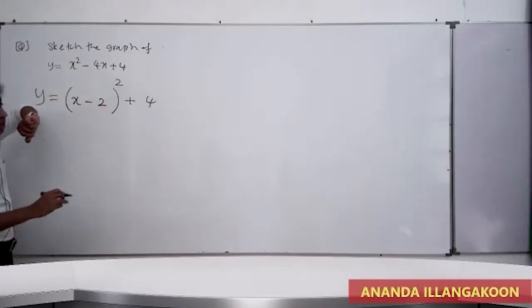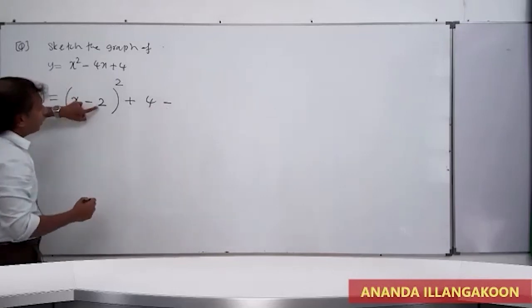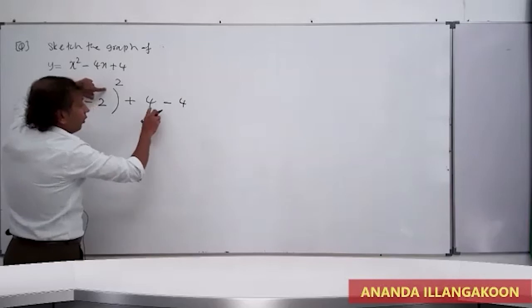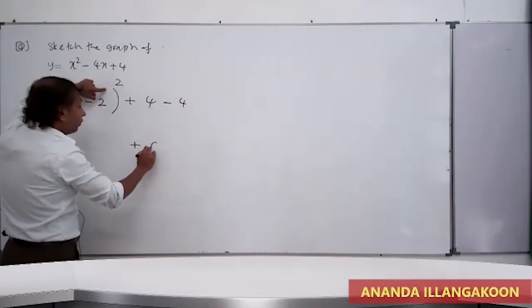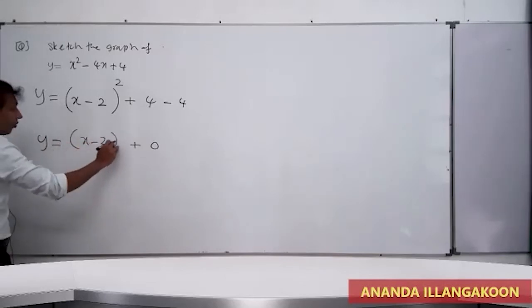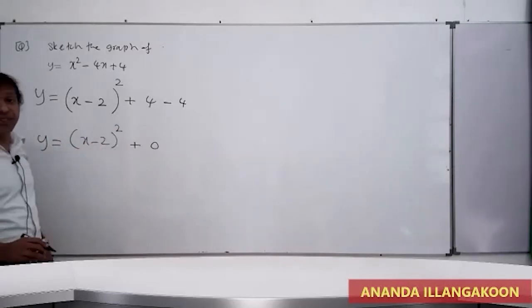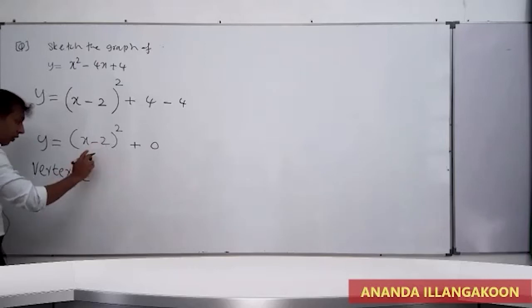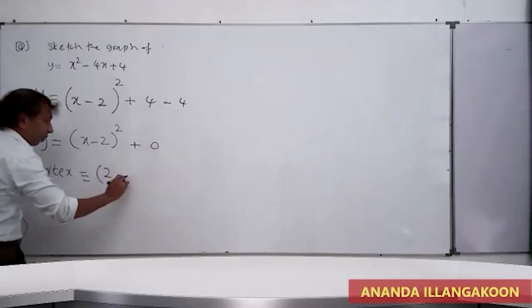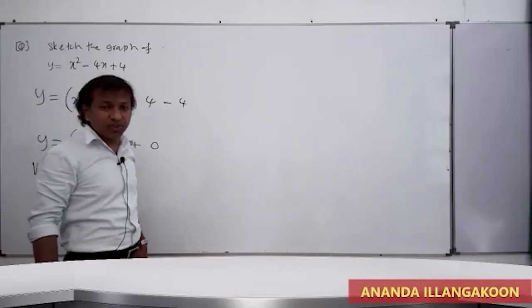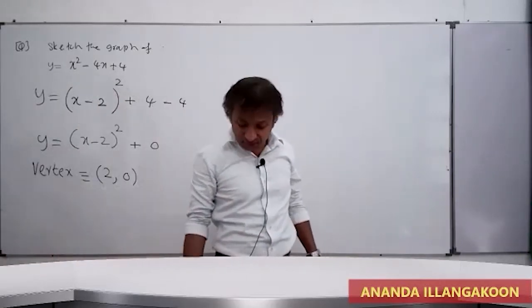What do you subtract, people? We said we always subtract the perfect square of this number. 2 squared is 4. 4 and 4 we can cancel down, we get 0. So y equals (x minus 2) perfect square. People, what is the vertex? Take the opposite sign here, 2, and here 0. The vertex is (2, 0).